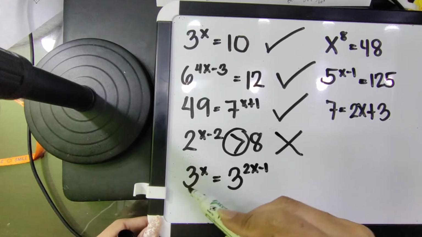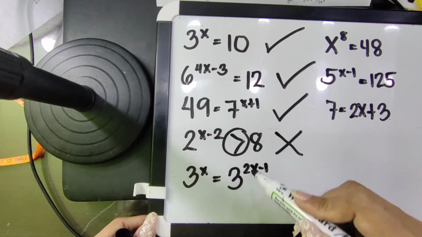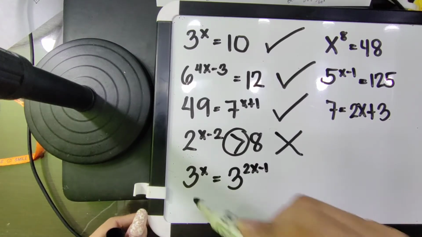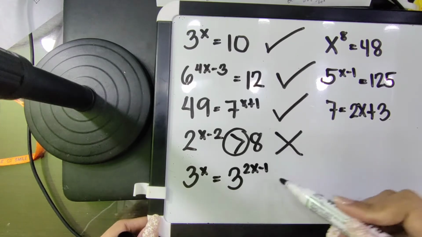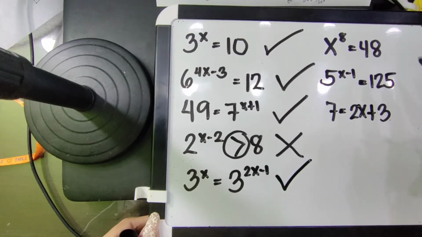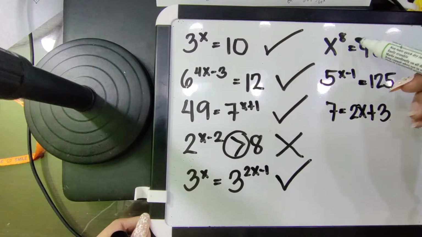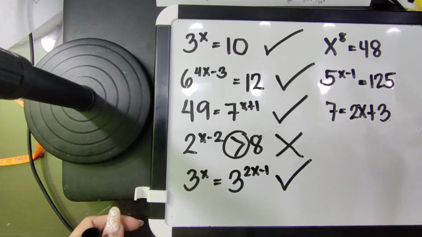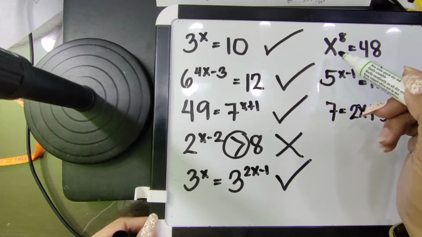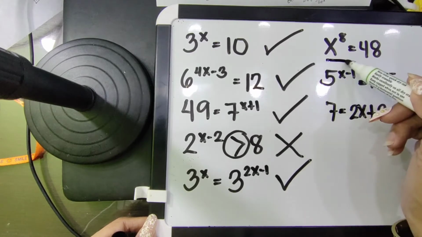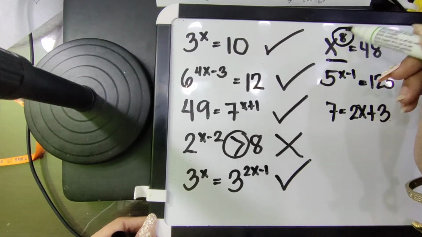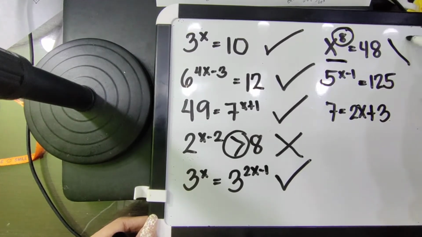Next, 3 raised to x is equal to 3 raised to 2x minus 1. Is it an exponential equation or not? Of course it is. Next, x raised to 8 is equal to 48. Is it an exponential equation or not? Of course, it is not an exponential equation because the variable is in the base, not in the exponent. So, it is a big wrong.